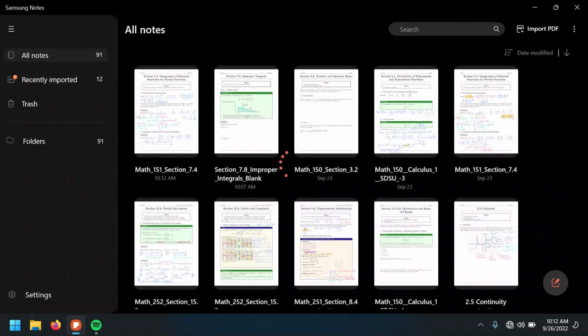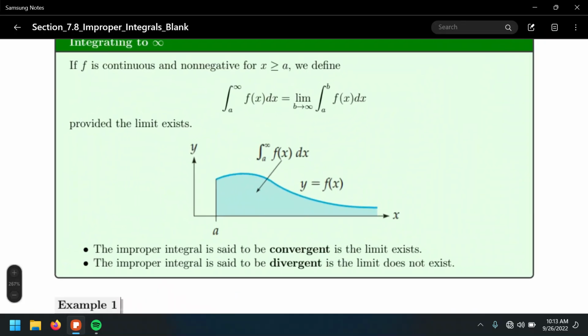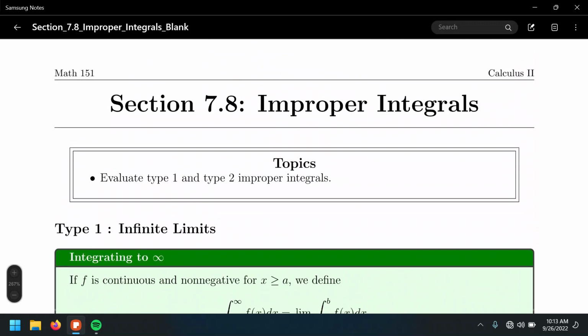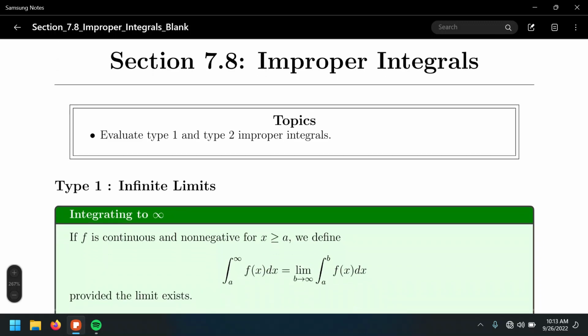That section is 7.8, improper integrals. Notice how we go from section 7.4, I believe it is, to 7.8. That's because the sections in between use formulas to evaluate integrals, and numerical methods to evaluate those integrals, which are not part of what we do in this class. All right. So what about improper integrals?